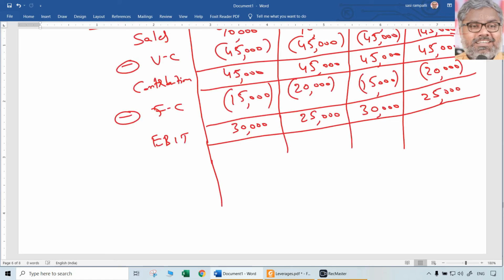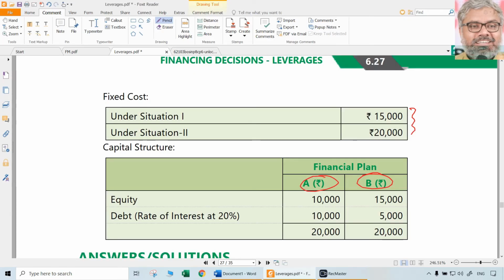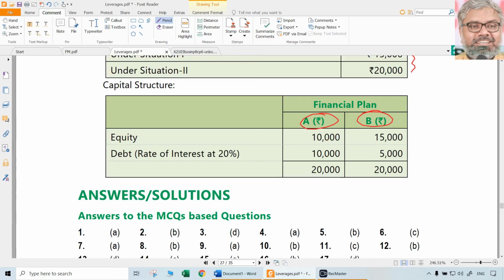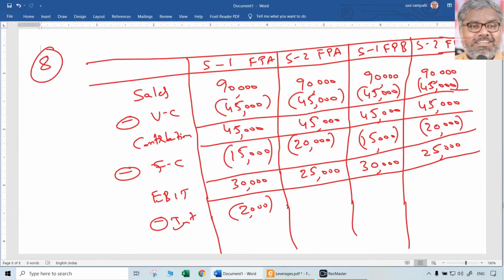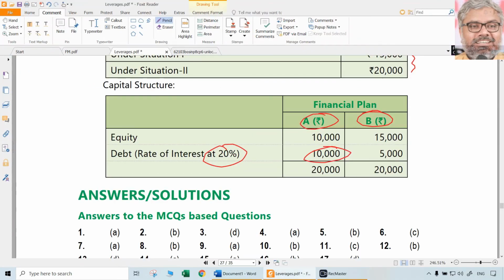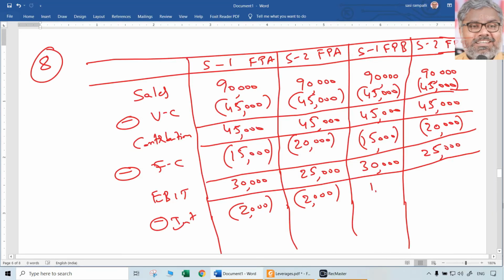Then interest. Interest will not depend upon situation, it will depend upon capital structure. So financial plan A, interest will be how much? At the rate of 20% on 10,000 means 2,000. So wherever there is financial plan A, their interest will be 2,000. So here financial plan A, 2,000. Here also financial plan A, 2,000. Financial plan B, 5,000 into 10% means 1,000 only. This is financial plan B. This is also financial plan B, 1,000.